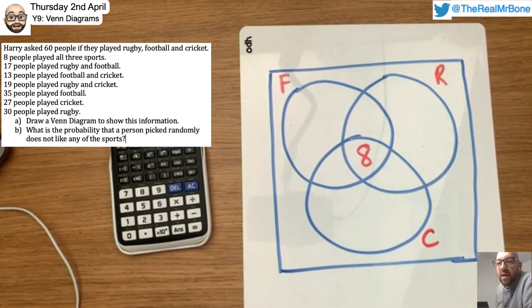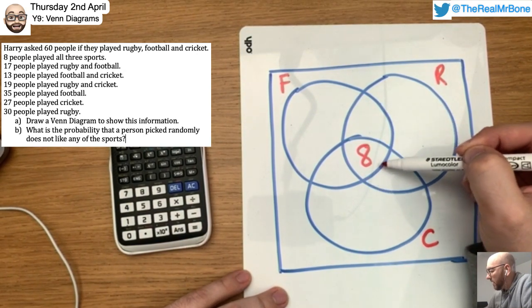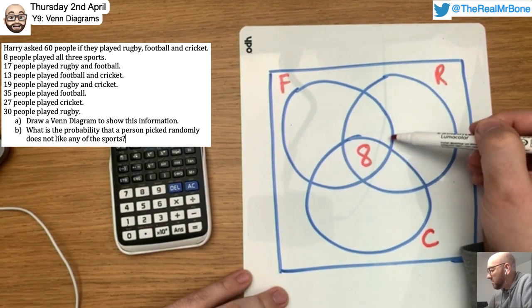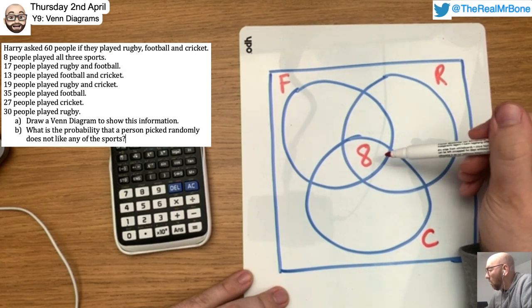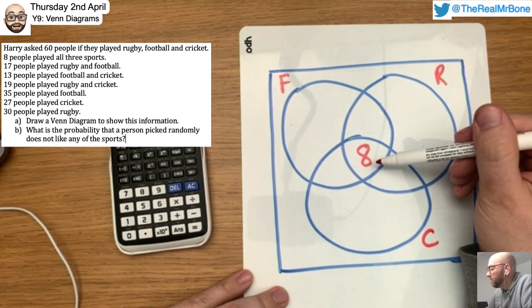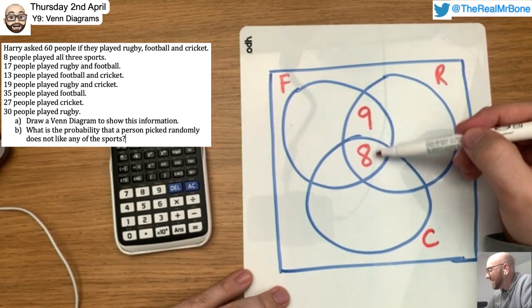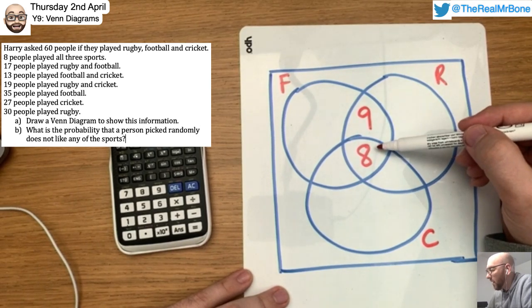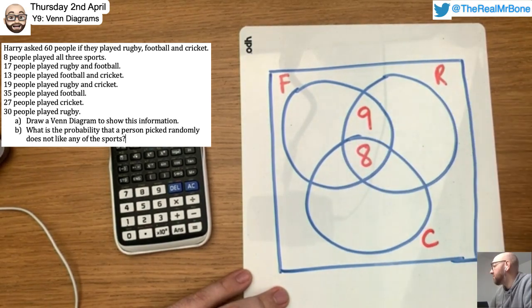Now it says 17 people play rugby and football. So here is the football and rugby overlap. We call it the intersection. So this all together needs to add up to 17. We've already got 8 people, which means this one needs to be a 9, so that together we now have the 17 people who play rugby and who play football. They're in both circles.